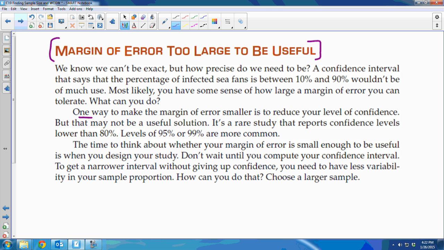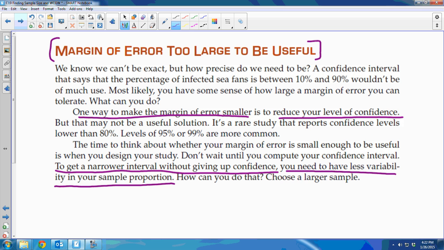One way to make the margin of error smaller is to reduce your level of confidence. That's one way. And then if your margin of error is small enough to be useful, then you want to make sure that you go ahead and compute confidence intervals, make sure that it makes sense. There's lots of things you can do, all right? To get a narrower interval without giving up confidence, you need to have less variability, and that means you have to choose a larger sample. All of these things are going to go back to those questions in the book about if I change the confidence level, what happens to my margin of error? If I change the sample size, what happens to the margin of error?